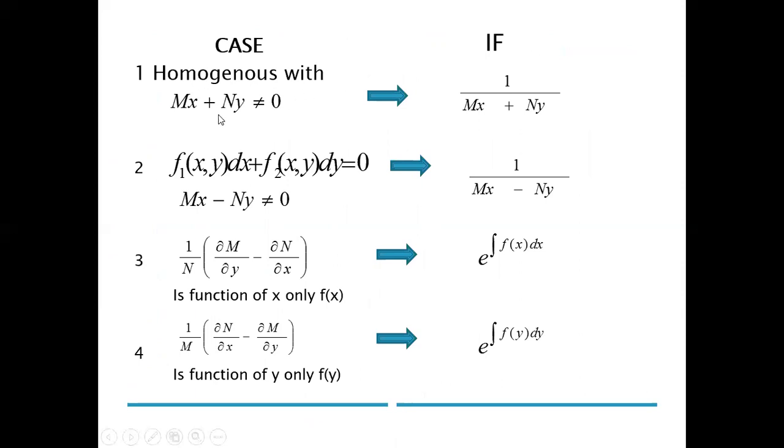First, homogeneous. If our given differential equation is homogeneous with the condition Mx plus Ny not equal to 0, then our integrating factor is 1 upon Mx plus Ny. In the second case, our given differential equation is of this form: the multiple of dx is a function of xy, and the multiple of dy is again a function of xy, with the condition Mx minus Ny not equal to 0. At that time, the integrating factor is 1 upon Mx minus Ny.